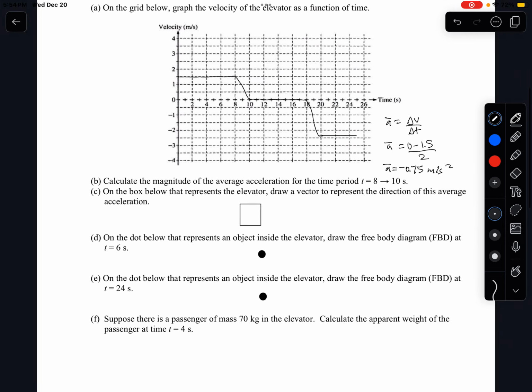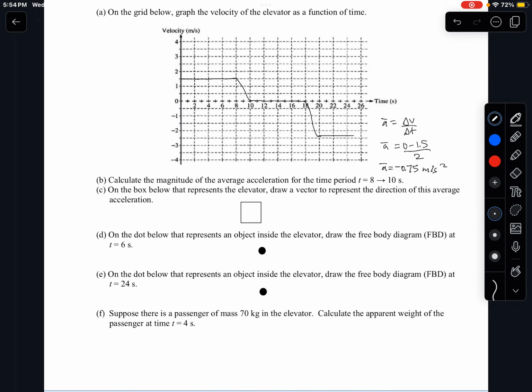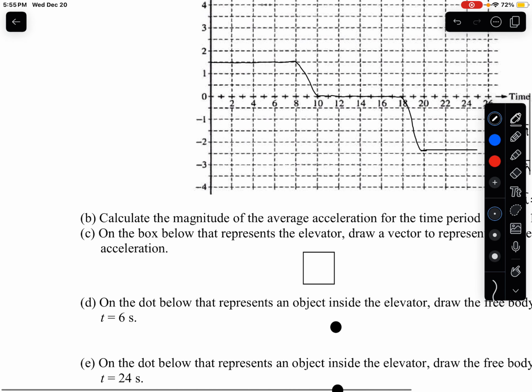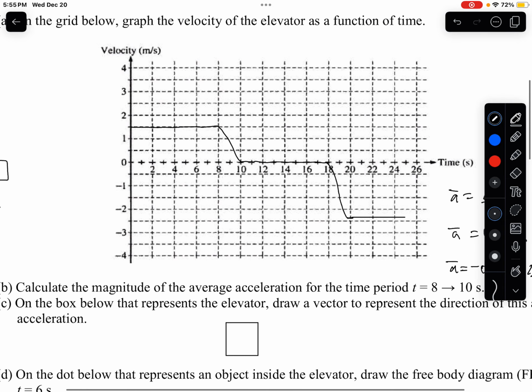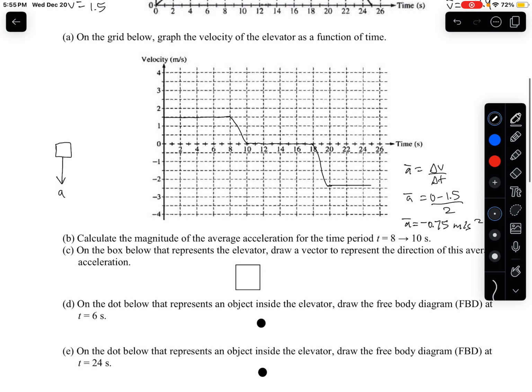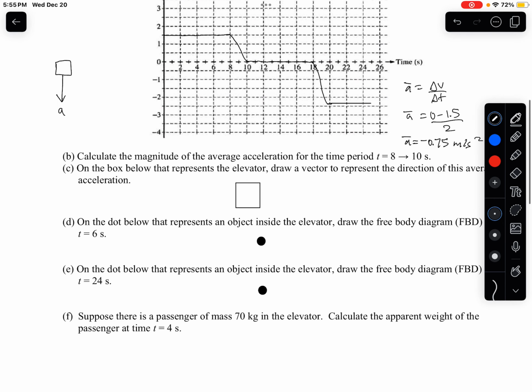And then for C, to draw a vector to represent the direction of acceleration, I'm going to draw it right here. So that's the box right there. Acceleration is just going to be downward, because the velocity is decreasing, so that means acceleration is negative, so that's why acceleration is pointing down.